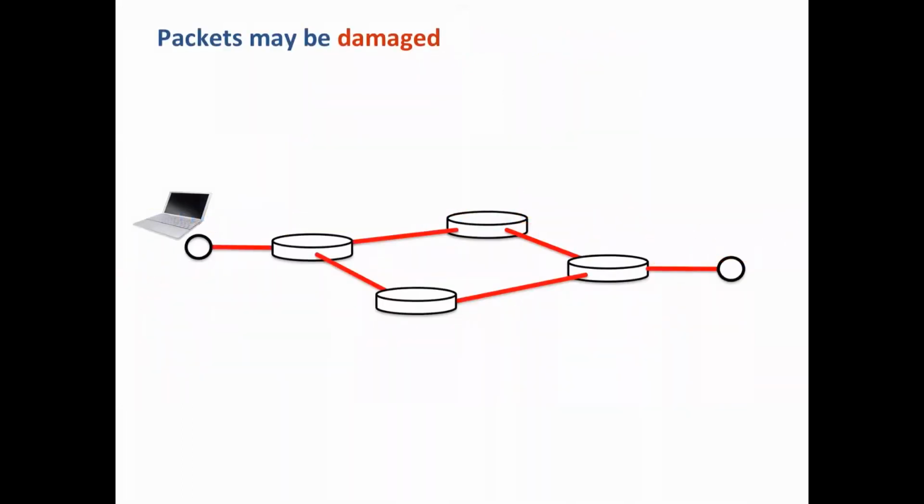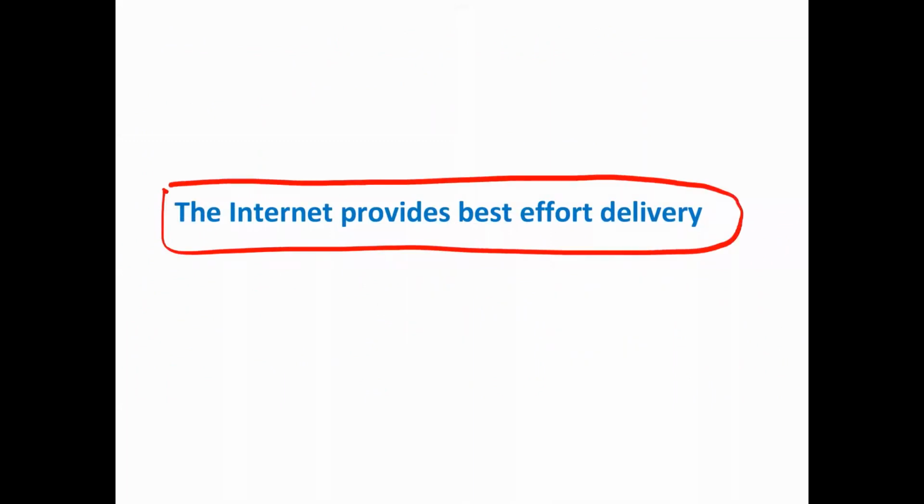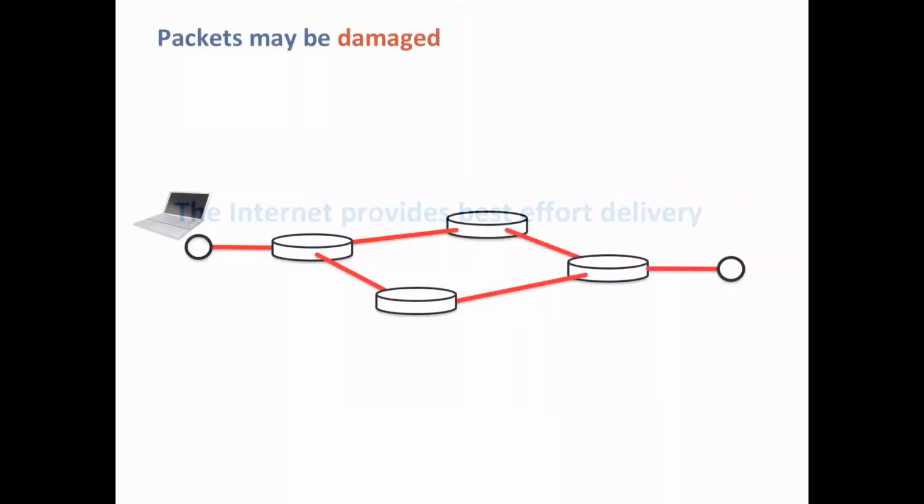So now we have assumed that everything reaches the other end, but the internet does not provide reliable delivery. It says best effort, I will do whatever I can. That's what the internet says, right? So the packets on the way can get damaged. Some bits may get flipped or some bits may be lost. The internet does not give any guarantee of that kind, right?